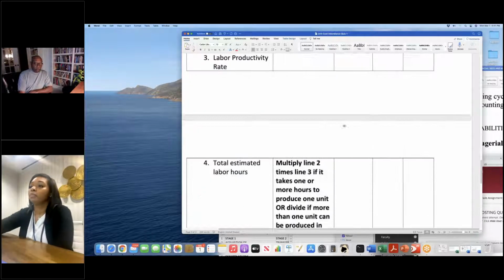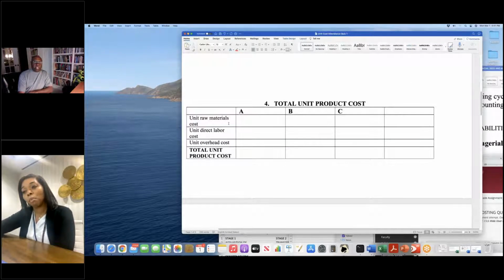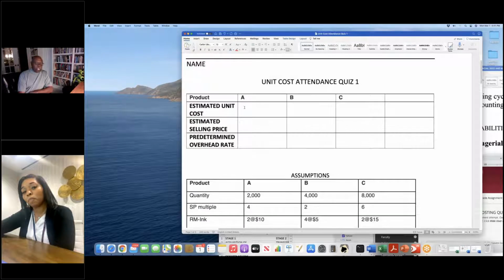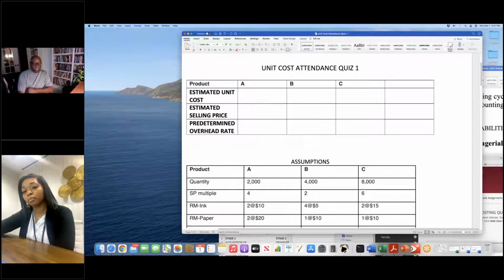So what we're trying to do is to start this problem off and determine 3 things. We want to know what the unit cost of the product is. We want to know the selling price, and we get that selling price by multiplying the unit cost by the selling price multiple. So once we determine this number, we come in here and pick up the multiple, multiply it out. Then the predetermined overhead, we do that in part 3.